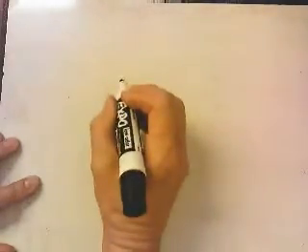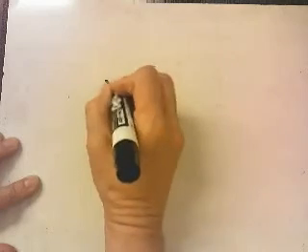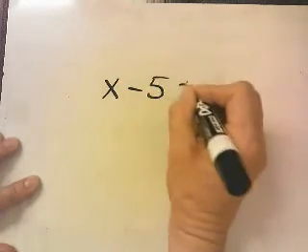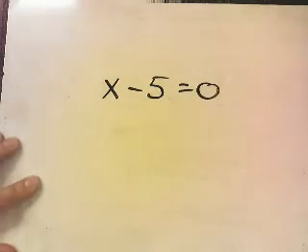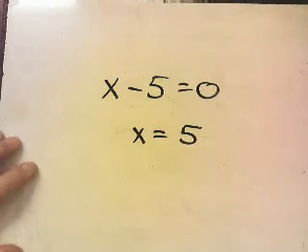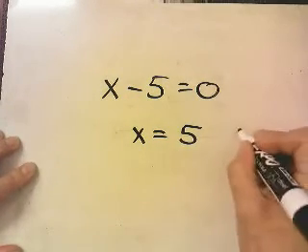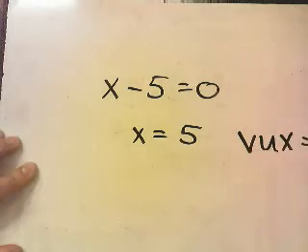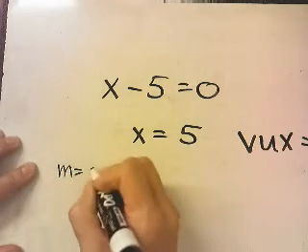Now let's try one with a special case. So if I just say x minus 5 equals 0, I would change that to x equals 5. I know this is a special case. It is a vertical line. A vertical line has an undefined slope.